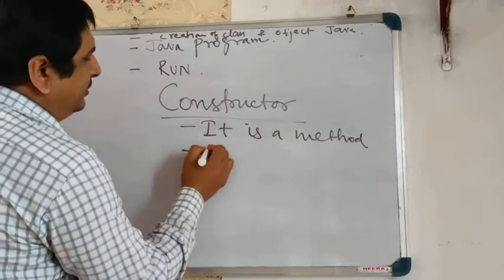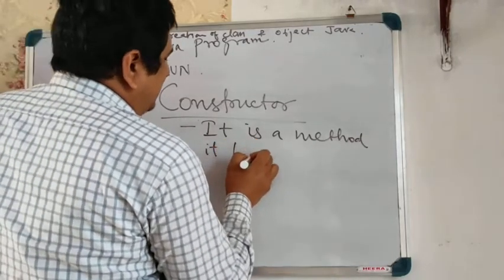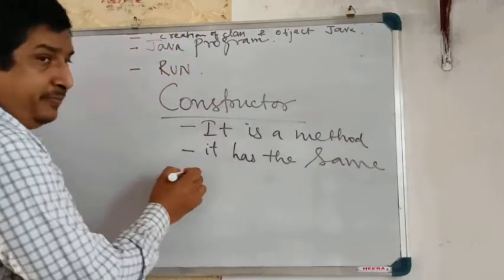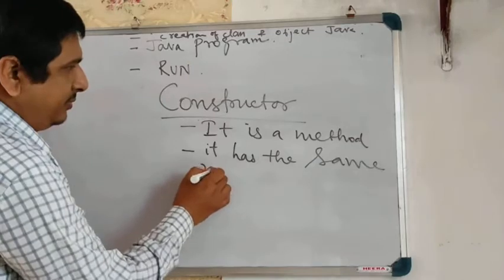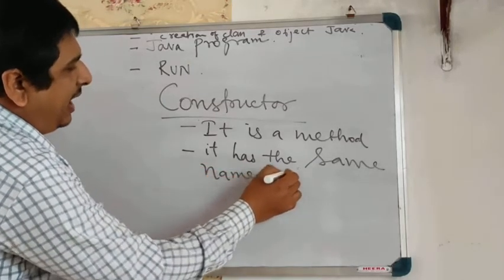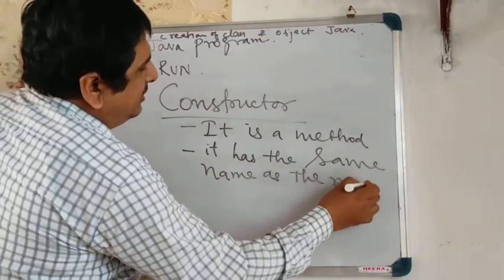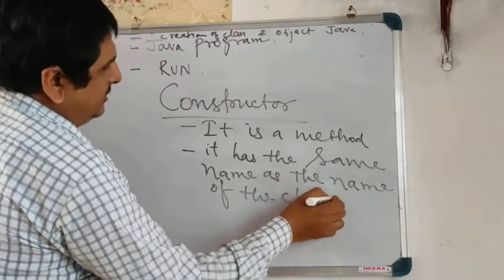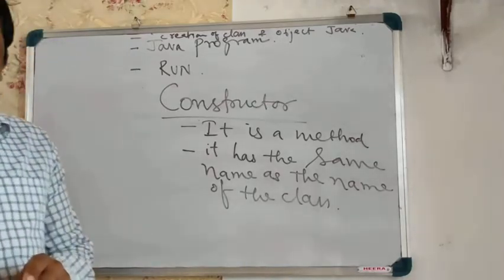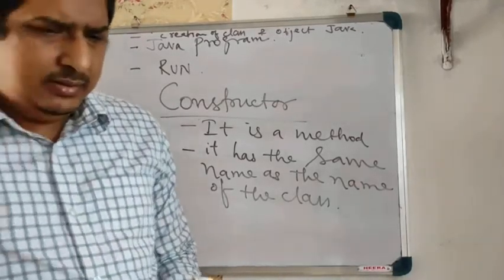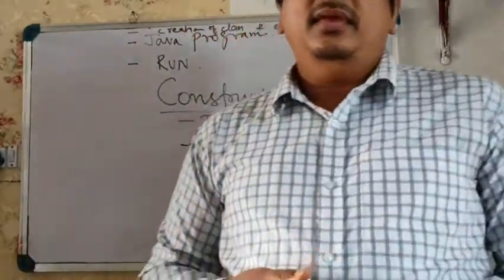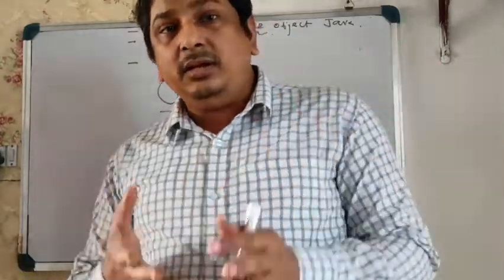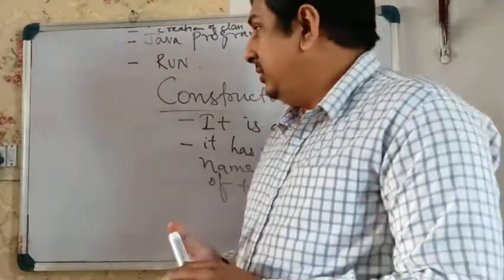Point number 2. Has the same name as the name of the class. So what I said? First thing I said, it is a method, and the most important characteristic is same name as the name of the class. Okay.